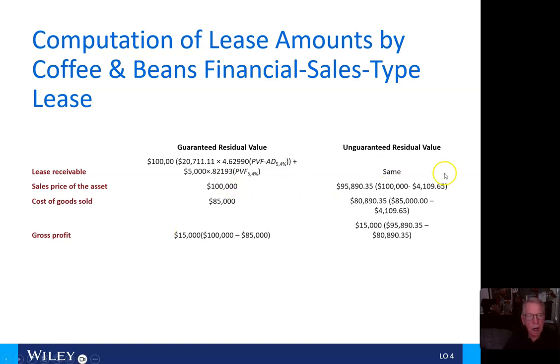But in an unguaranteed residual value, the lease receivable will be the same, but the sales price of the asset will be $95,890.35. The cost of goods sold will be $80,890.35. And the gross profit will still be $15,000.